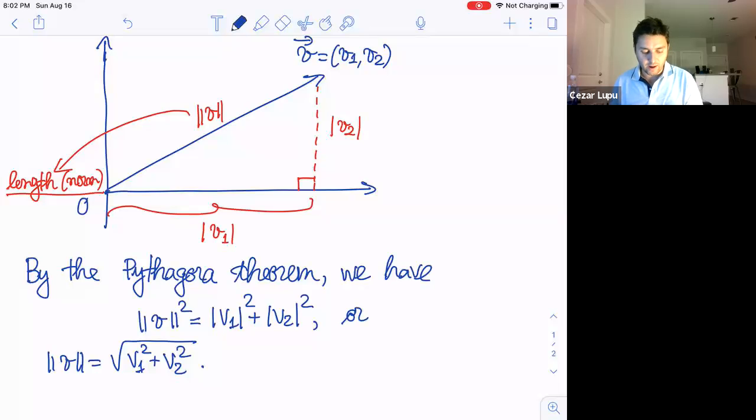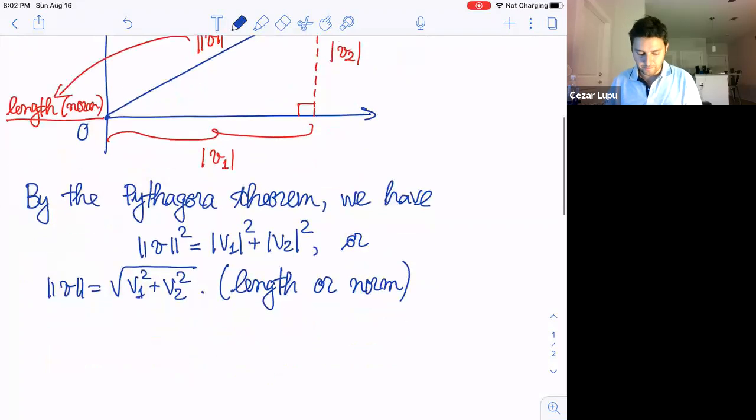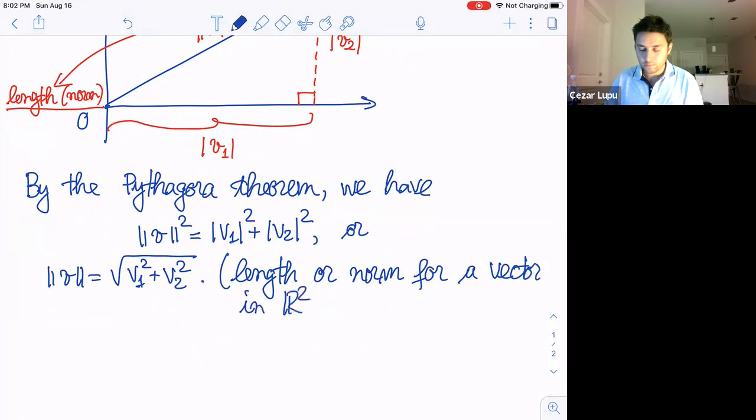And this is how we define the length or norm for a vector in R2. So we define it by this formula: the length of v is nothing else than just the square root of v1 squared plus v2 squared, as you can see. Okay, great.